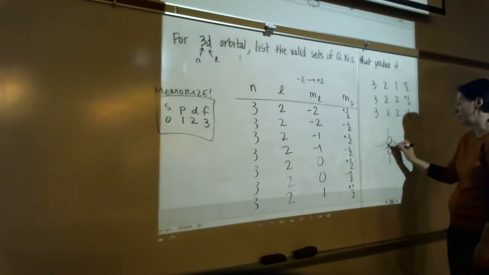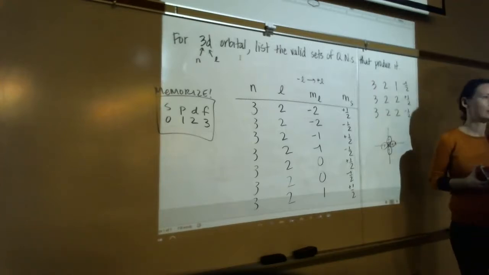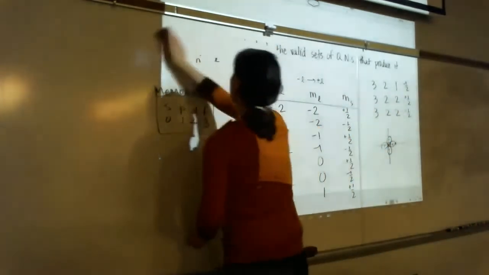If we're drawing a d orbital, I didn't specify which orientation, so you can pick whichever orientation makes you happy. Just make sure you scale it so that I know that you know how big this thing is. How do you feel about this? Pretty good. All right.